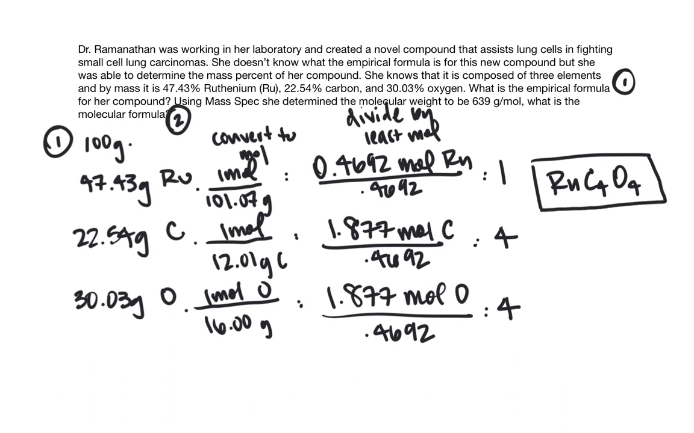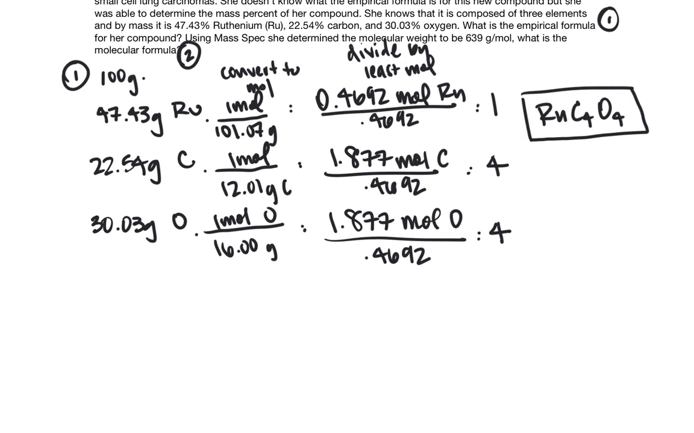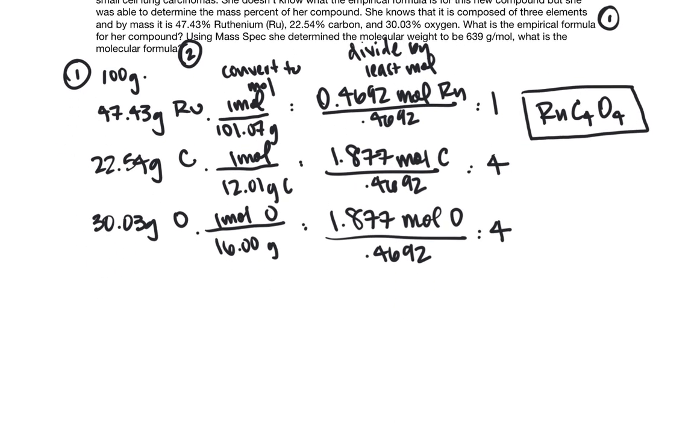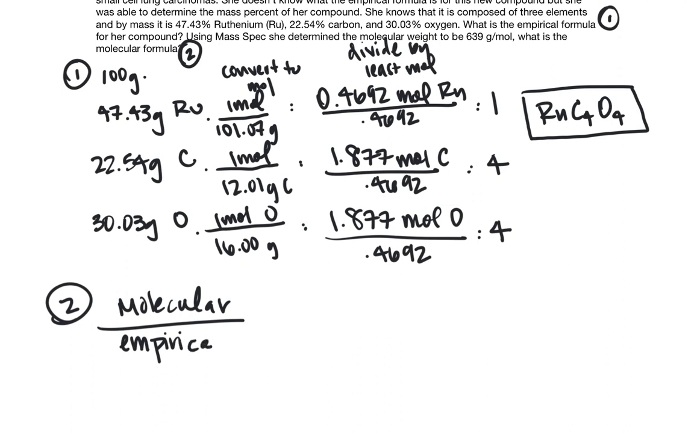So if you remember an earlier video in this series where we determined the difference between the empirical formula and the molecular formula, we're looking for the whole number ratio between those. I'm going to make this a little smaller and move it up. So for part 2, we want to figure out what that whole number is. So we need to take the molecular and divide by the empirical. And that's going to give you a whole number ratio.